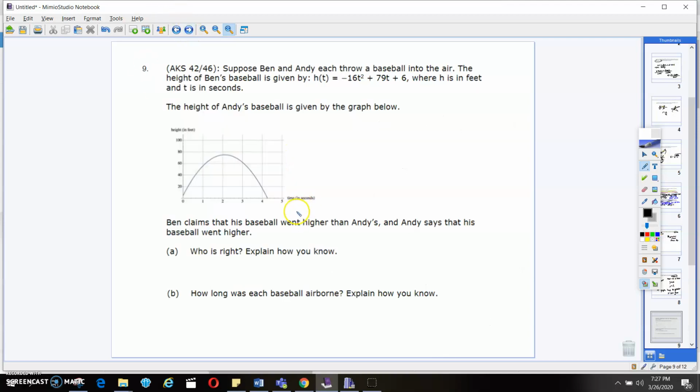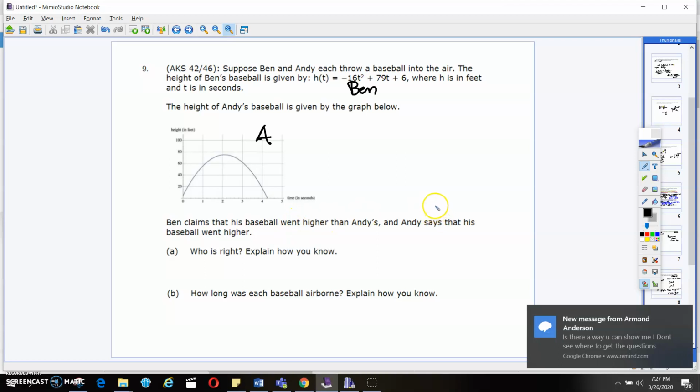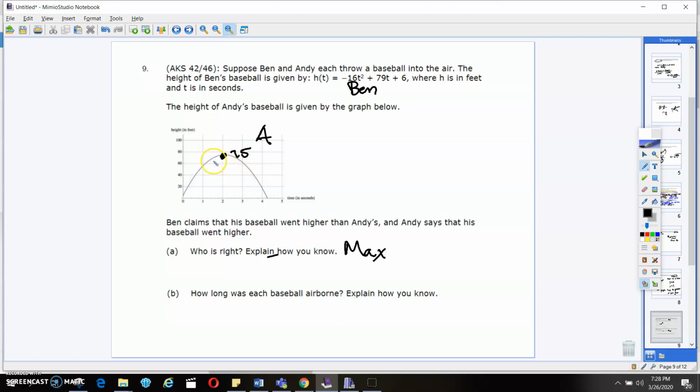Number 9. Okay, so suppose Ben and Andy each throw a baseball in the air. Ben's height is represented by this function, and Andy's represented by this graph. Ben claims that his baseball went higher, and Andy says that his baseball went higher. Who is right? So this is kind of like saying, what is the maximum? Okay, so what we're going to do is look at Andy's maximum. Well, Andy's maximum is roughly around 75. Okay, we're looking at that y value. So you look at the y value right here, that's roughly 75.